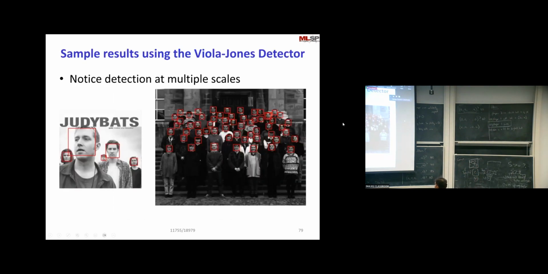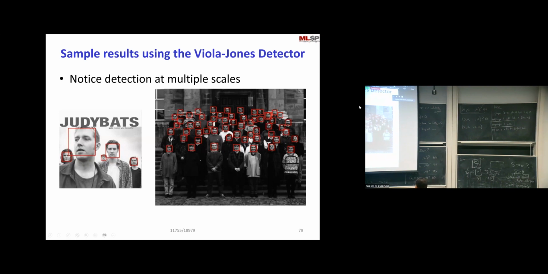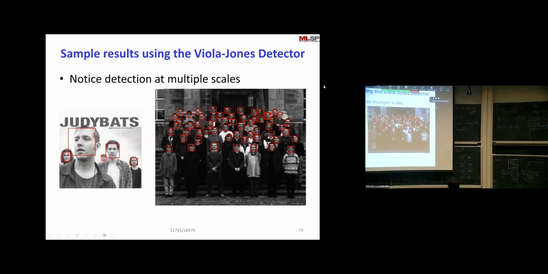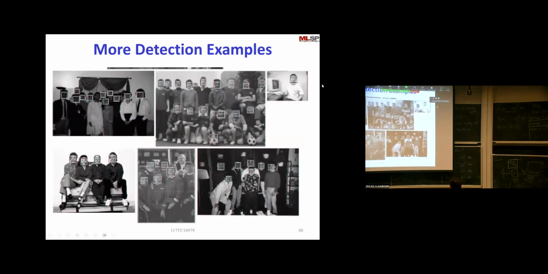And so here are some examples that they had. There's a Judy Batts image. See how they get faces at many scales. This is from some conference, if I'm right. I don't remember. But you can see all of those faces. They got pretty much every face. That's this famous Seinfeld one.